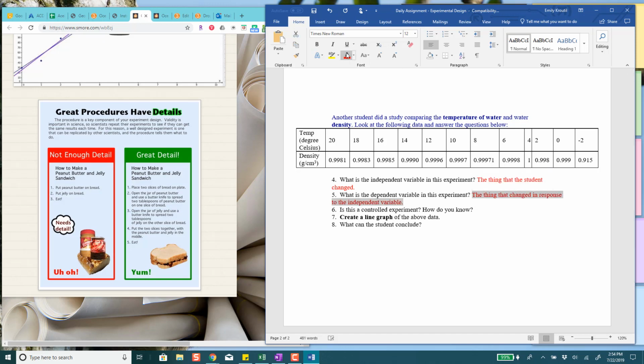Okay, so for this one, you want the thing that changed in response to the independent variable. So the independent variable is the thing that the student changed, and the dependent variable is the thing that changed in response to whatever that student changed. Now, do we know this is a controlled experiment? Well, the student changed something, right? The student set up different groups, and they changed the temperature and then they measured the density. I'm going to go ahead and give it to you. That's what they did. So if you watch this video, you got the answers to 4 and 5.